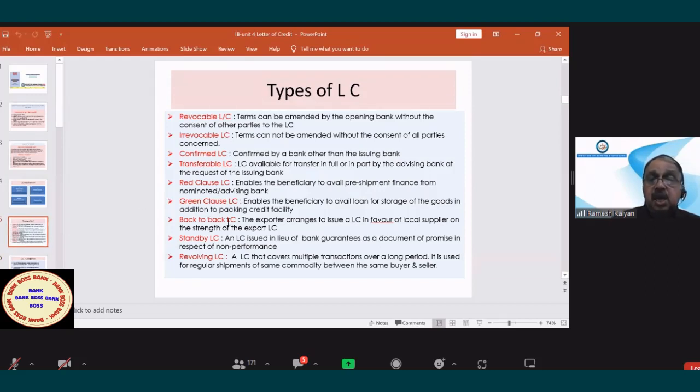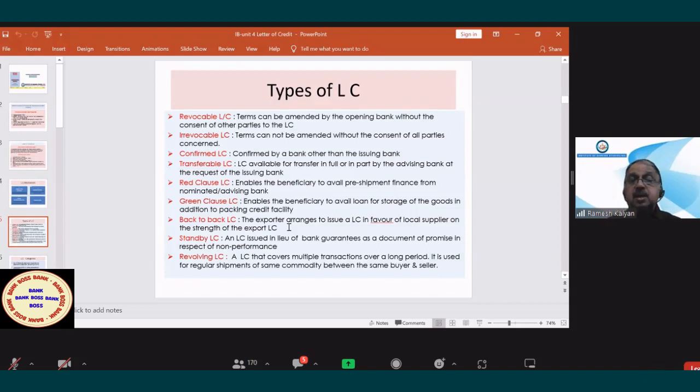Back-to-back LC is this: I have received an LC. I am the beneficiary, but I cannot do the export, so I can transfer to another LC, another beneficiary. But when I transfer the LC to another person, he will come to know the details of the original importer. He will directly correspond with the person and snatch away the business from me. To avoid that, I will not disclose from where I have received the LC, who the importer or buyer is.